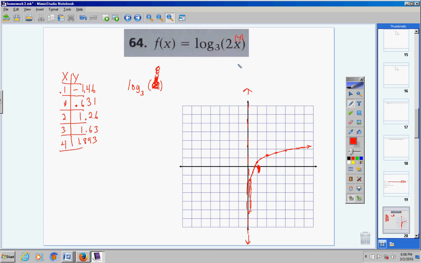Step 1, set the argument equal to 0 and solve. That gives you the vertical asymptote. Step 2, decide which side of the asymptote you're going to graph on. And then step 3, get your table of values ready. Okay, 64.